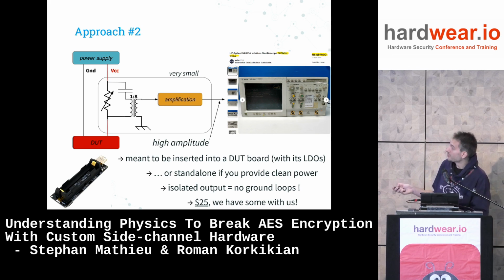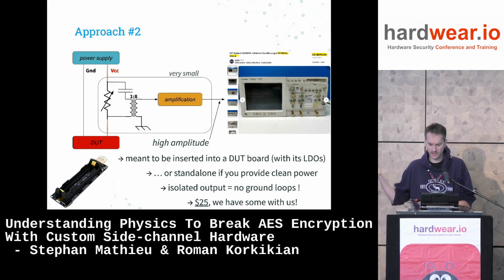So basically we have a potentiometer that allows you to set your base shunt resistance and adjust the gain at the output. You have a balloon that allows you to isolate this side from this side. That means that basically you're not creating any ground loops. Lots of amplification, high amplitude signal, going to a second-hand oscilloscope.